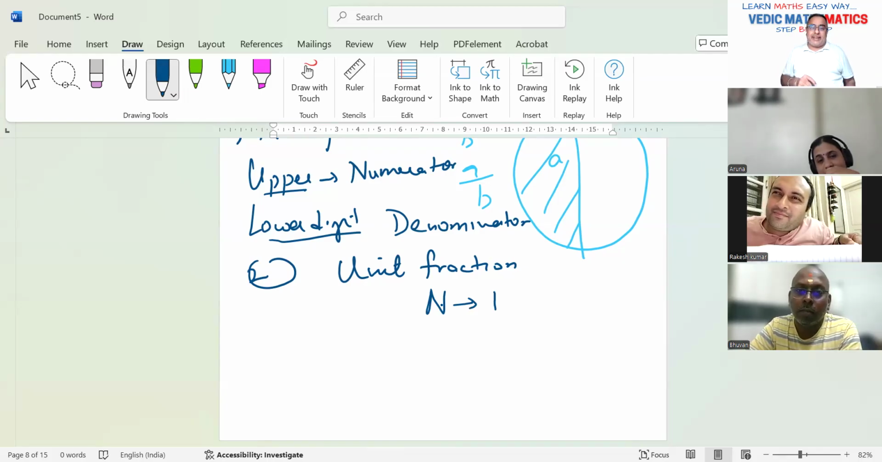7 by 7 is not correct. ये proper fraction बोलते हैं. We are talking about unit fraction right now. Like fraction.